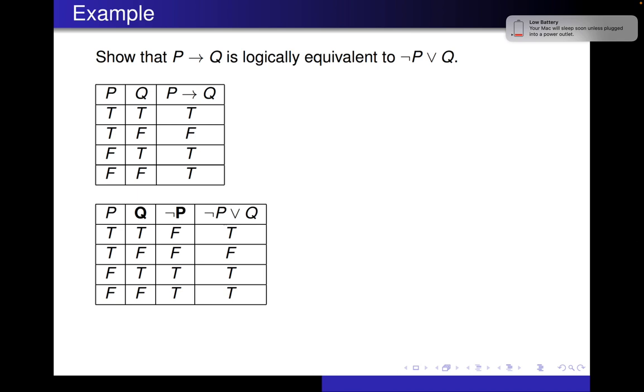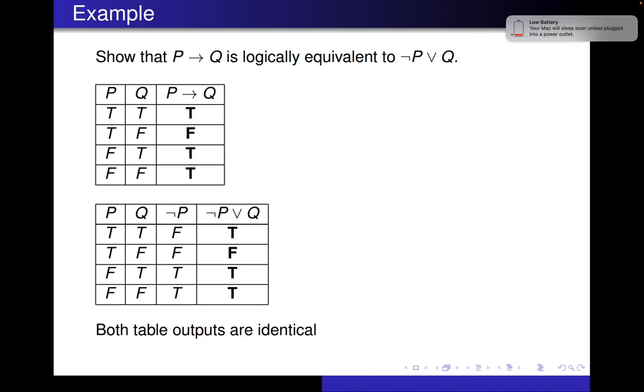And of course, the thing that you need to take away from this is if you look at both of those outputs, for P implies Q and for not P or Q, they have the exact same truth table. T, F, T, T for each one. Both table outputs are identical, which means that the statements are logically equivalent.